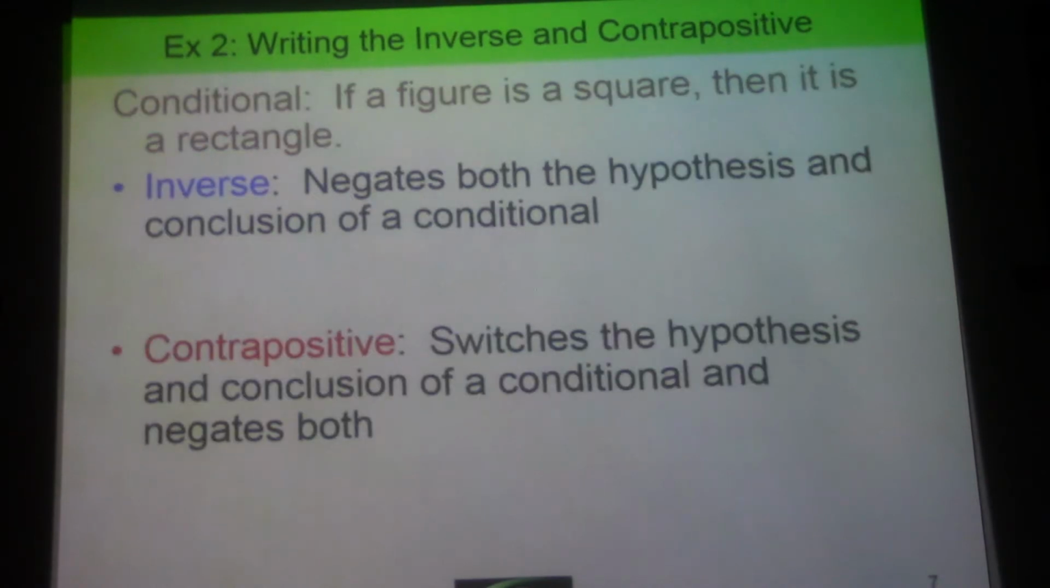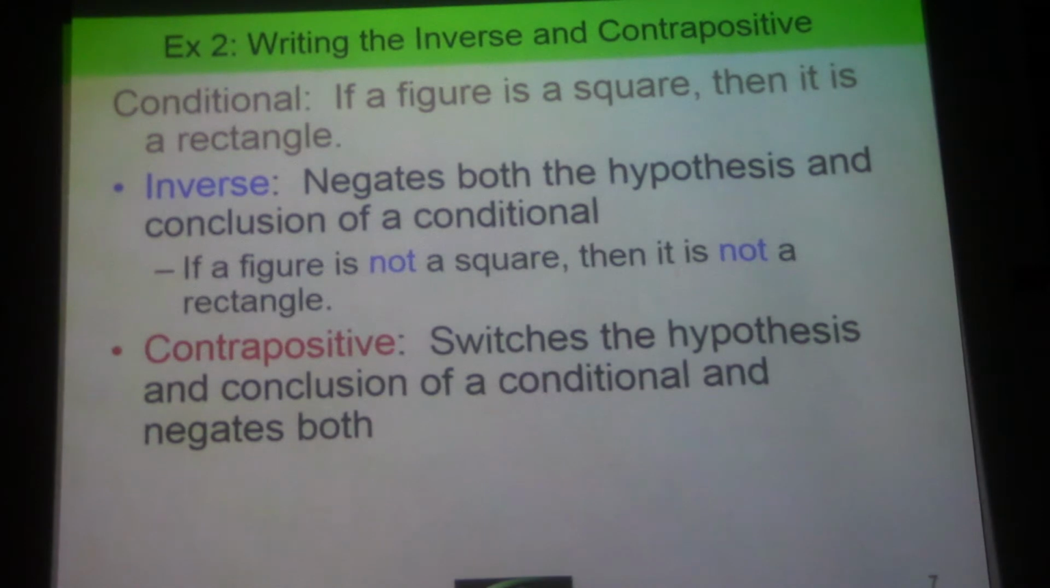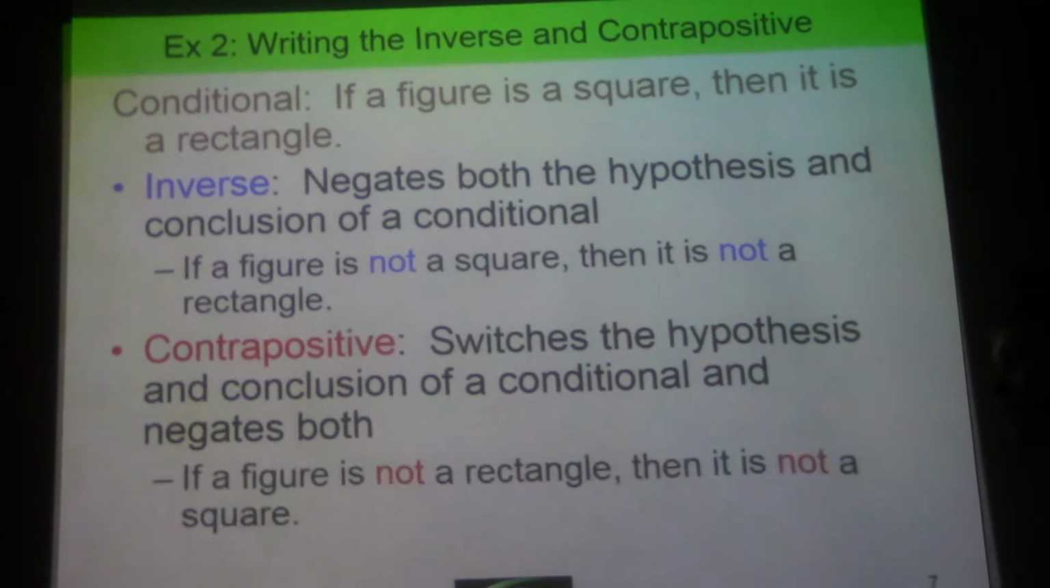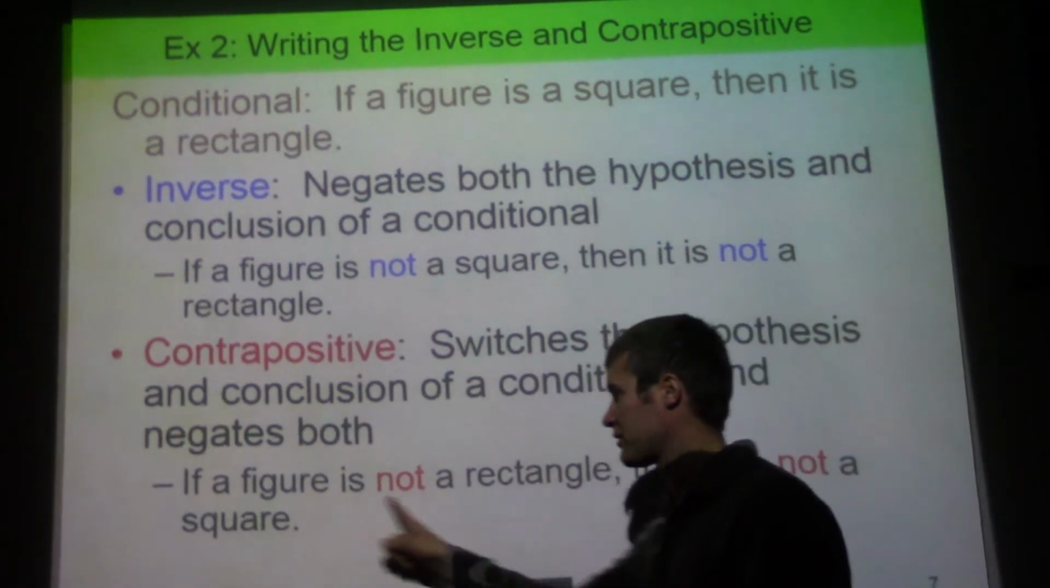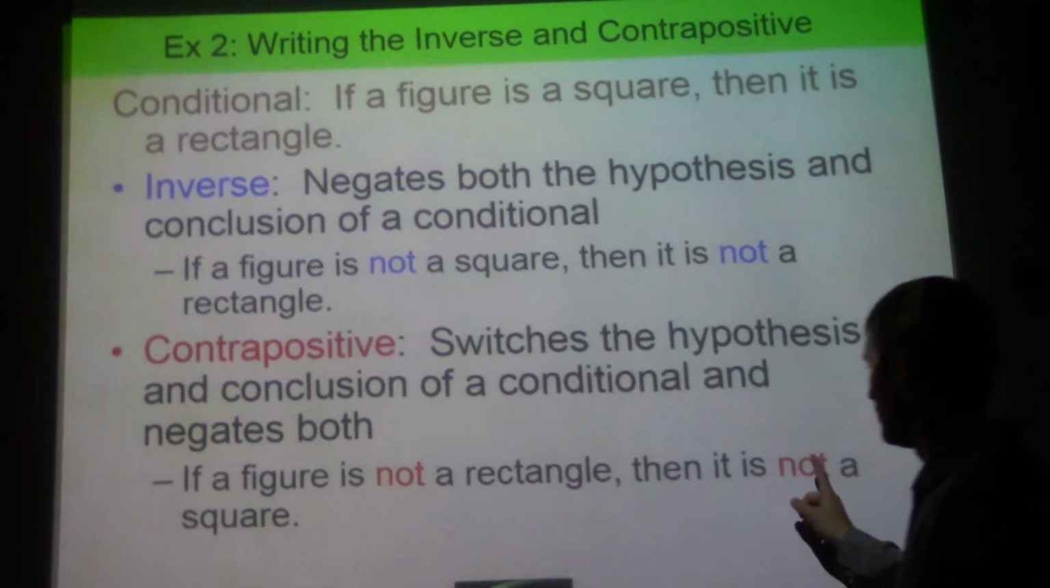We go to the next one. So an inverse. Inverse just negates both the hypothesis and the conclusion. So we look at: if a figure is a square, then it is a rectangle. To write the inverse of that, we'd say if a figure is not a square, then it is not a rectangle. Contrapositive, then, we negate both the hypothesis and the conclusion, and we switch the order. So we'd say if a figure is not a rectangle, then it is not a square.